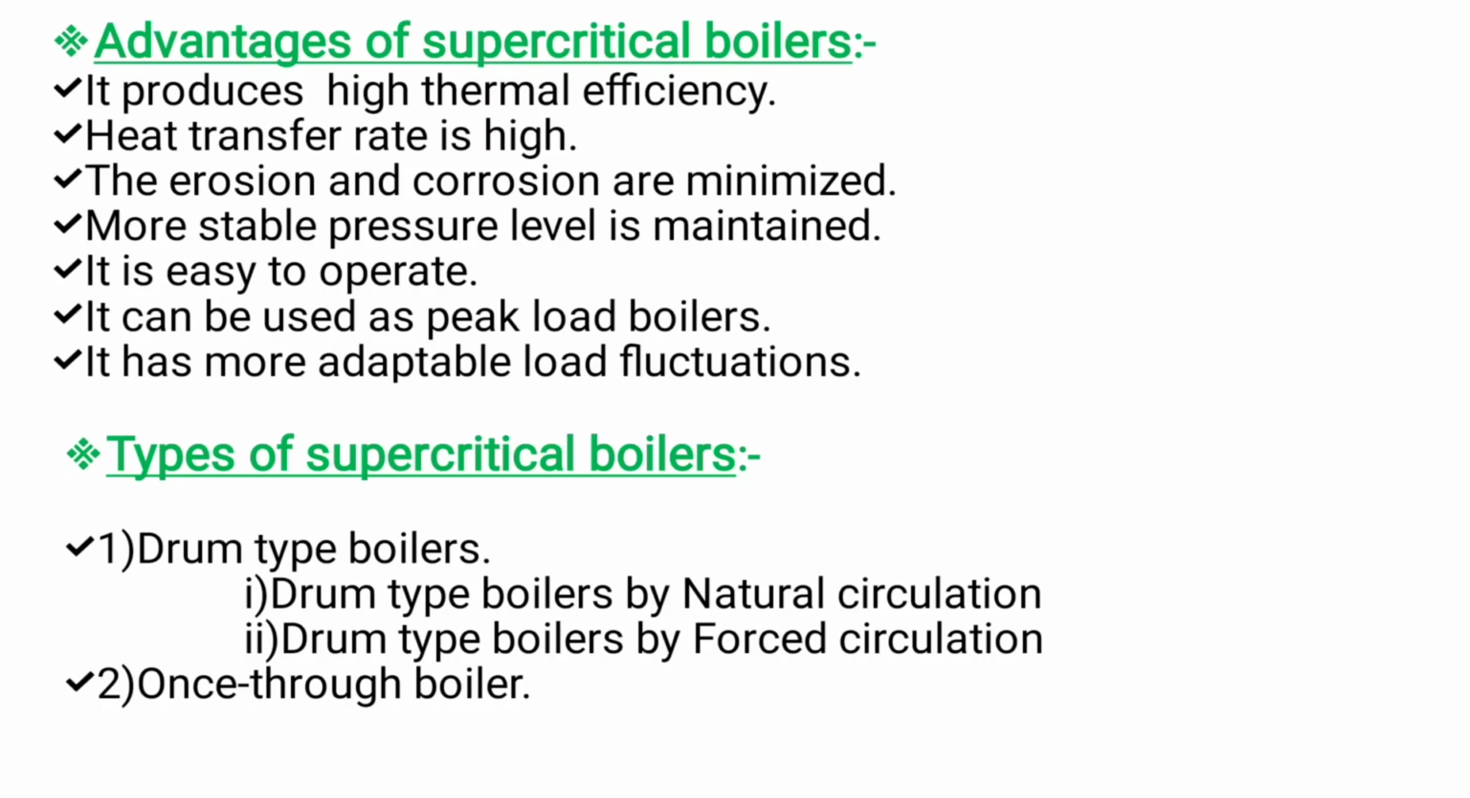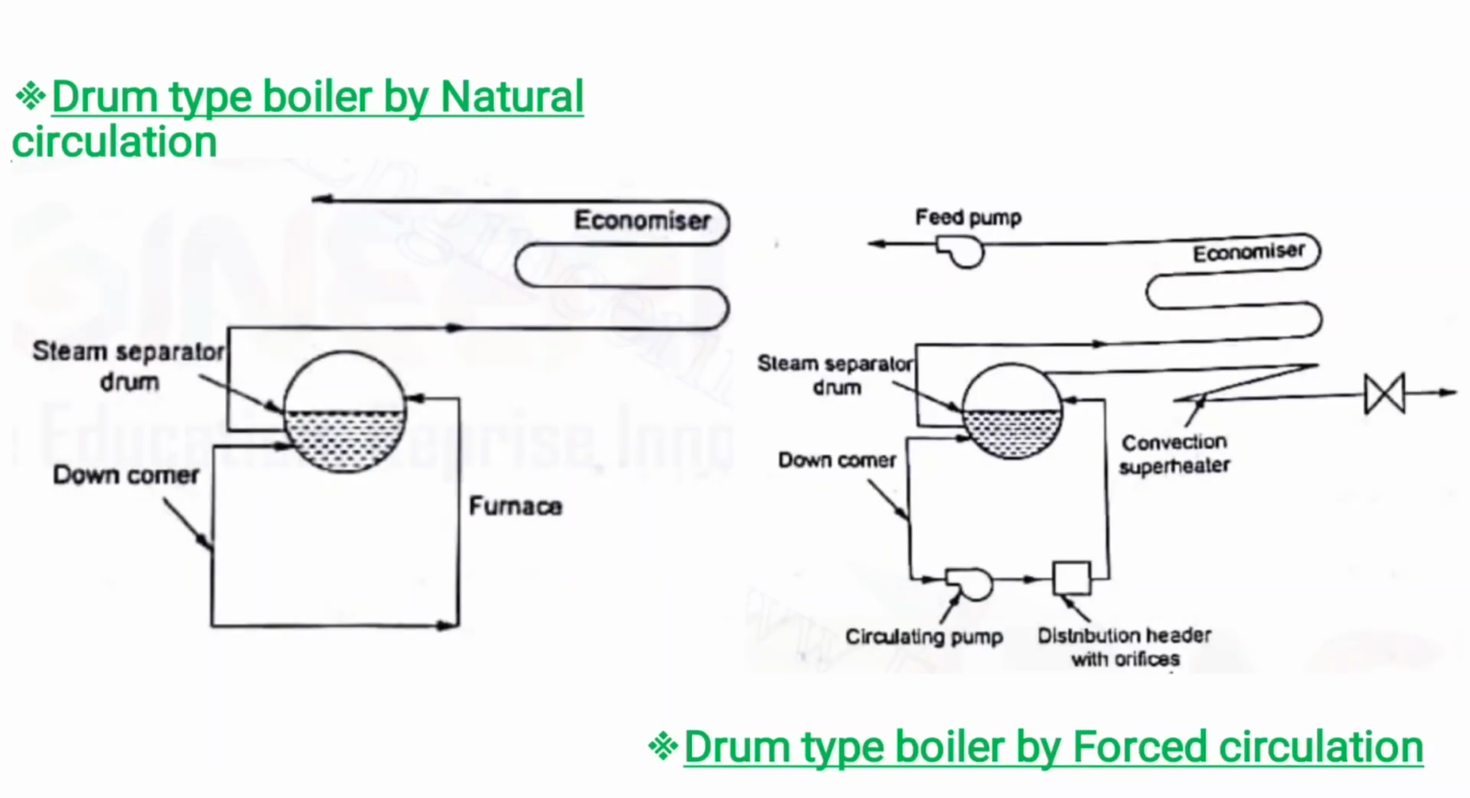Drum type boilers work by natural circulation and also forced circulation. It is a diagram for forced circulation and natural circulation in drum type boiler. In natural circulation, we do not have a feed pump. In forced circulation, we have a feed pump.